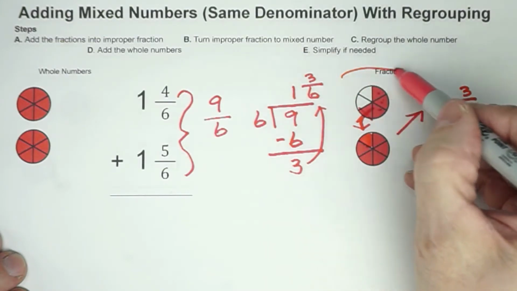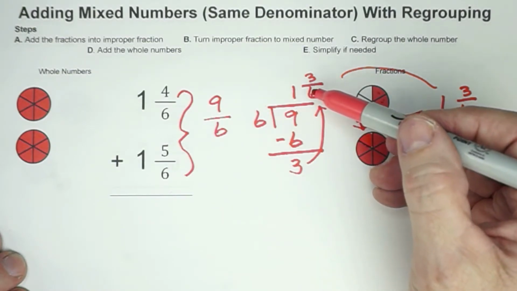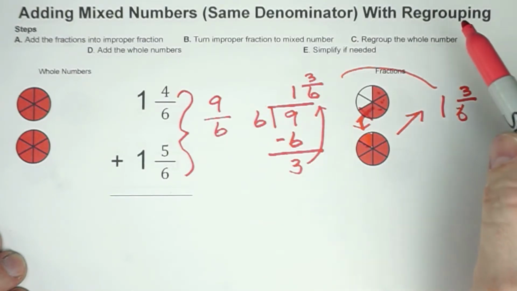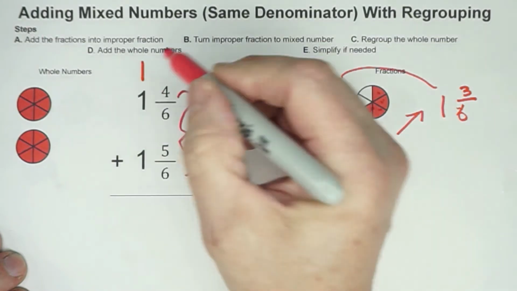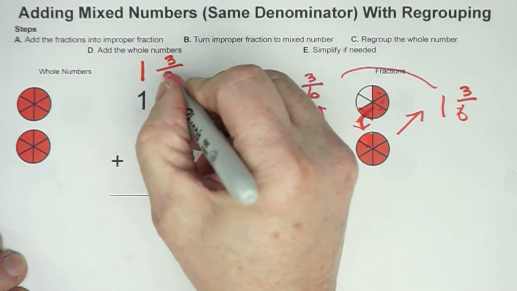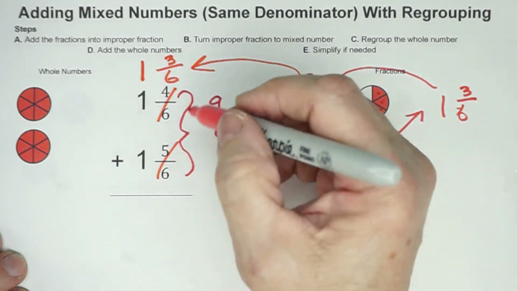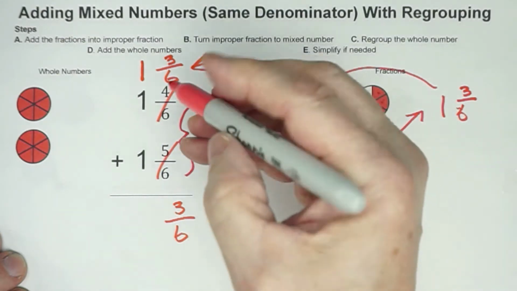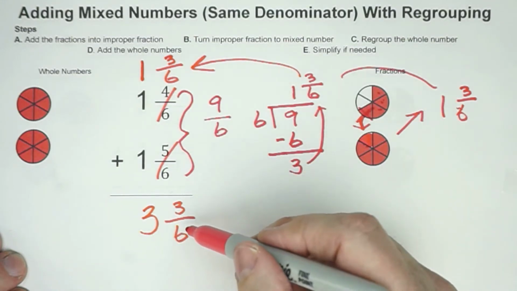And you see how we're getting the exact same thing using the models, but this is how we would do it, using our steps. So we turned the improper fraction to a mixed number. Now we're going to regroup. We're going to take that mixed number that we didn't have before because they were just fractions, and we have 1 and 3/6. So we just took that and put it over here. We already added these two. So the 3/6 has nothing to add to now, right? And we're just going to add 1, 2, 3. There's our 3 and 3/6.